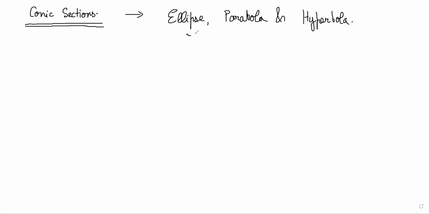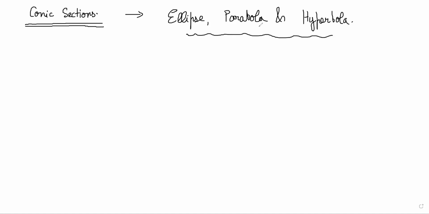Hi. In this video, we are going to look at problems on conic sections, which are basically ellipse, parabola, and hyperbola. And we are just going to discuss the theory for these different types of curves through some problems. So what is the general meaning of these curves?